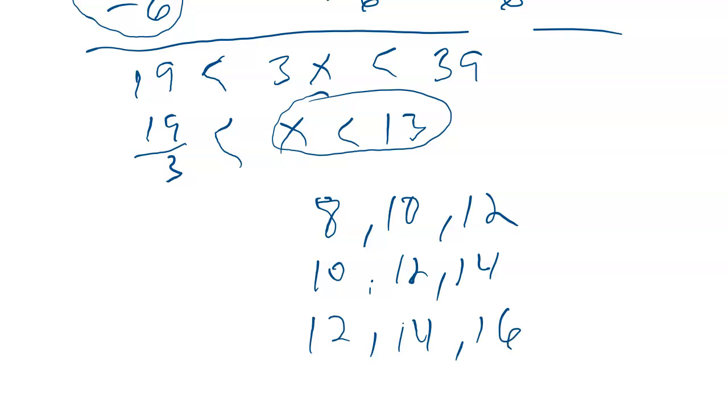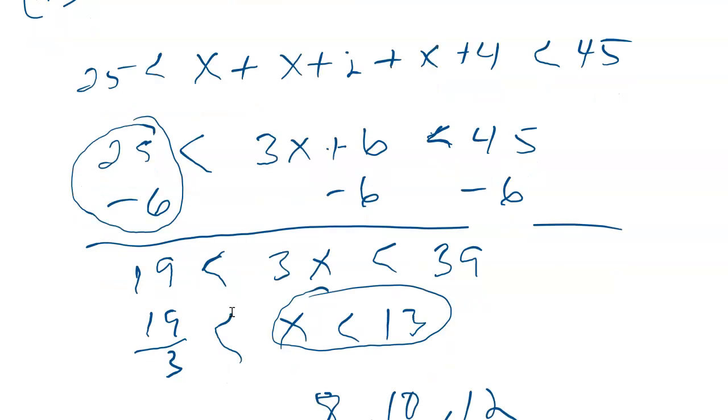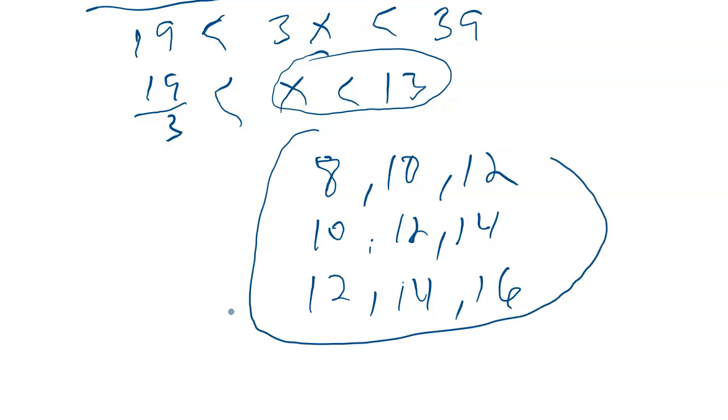Does that work? I don't even know if that works. Let me check. I think I messed up. Oh, is it between 4 and 5? No, we're good. That's 26 plus 16, which turns out to be 42. That works. So these are our 3 solutions that would work.